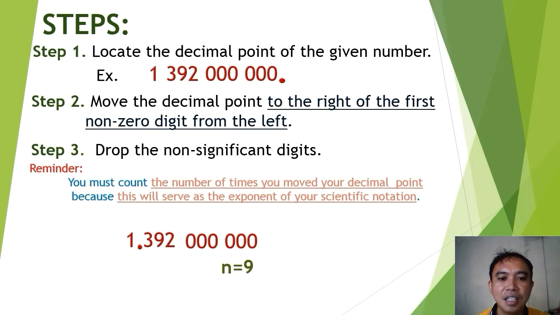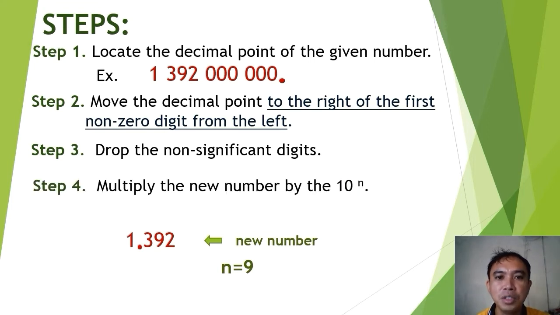Step 3, drop the non-significant digits. Now, as I said earlier, the purpose of writing numbers in scientific notation is for easy recording. So it is convenient that we drop non-significant digits. So we now have our new number, 1.392.